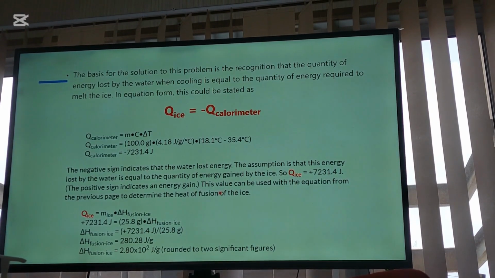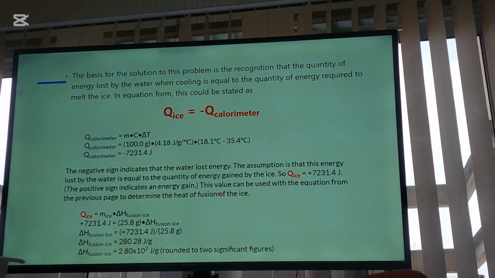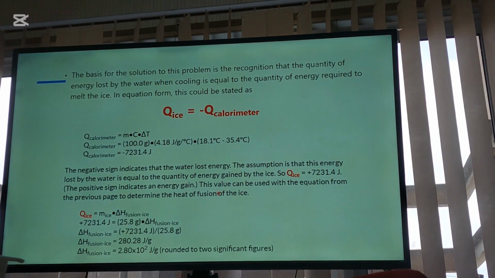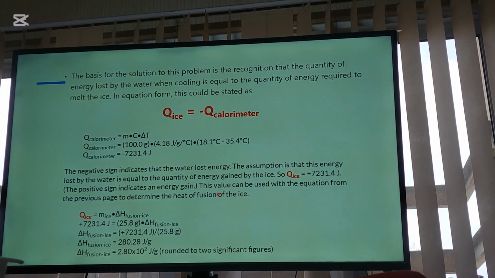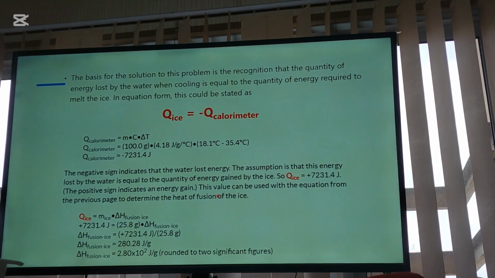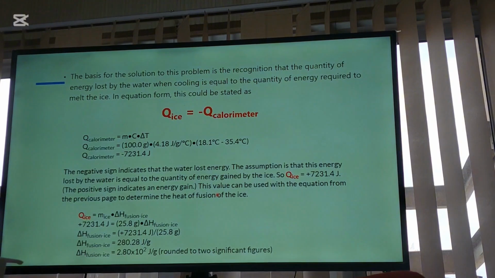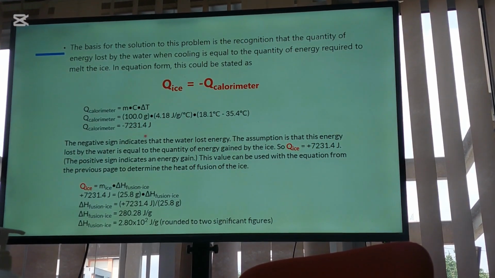Okay, I will check the final answer. Which one is the mistake? Because this one is from a physics study website. No, same result, right? So this one is a little bit different.